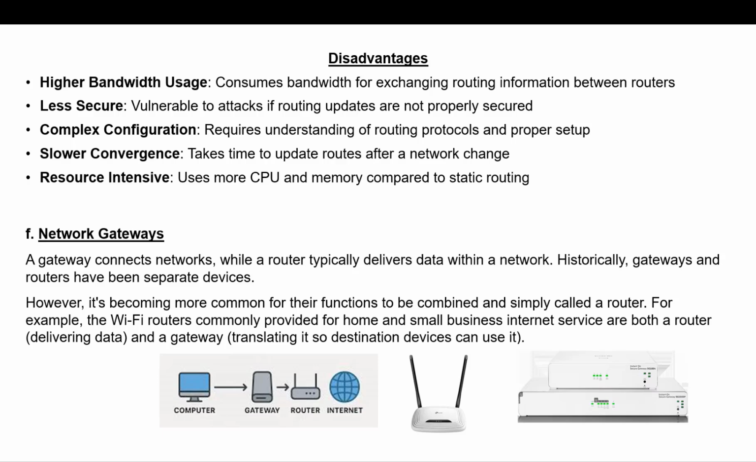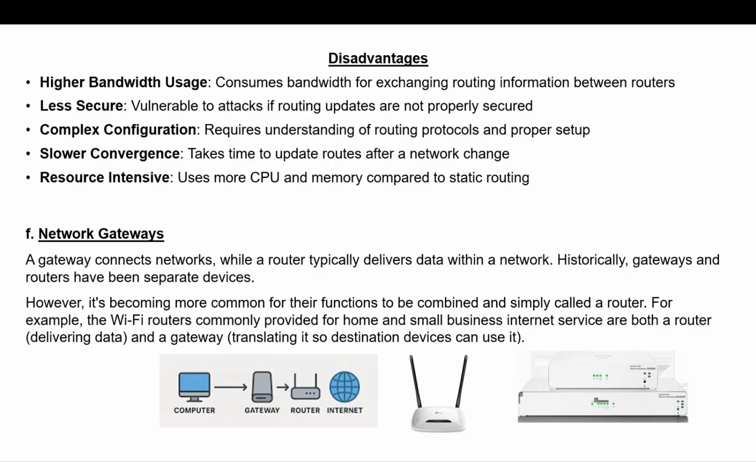dynamic routes. So we have a gateway. A gateway connects networks, whilst a router typically delivers data within a network. Historically, gateways and routers have been separate devices. So what they are trying to say here is that it was a similar thing back then, but now it's different.